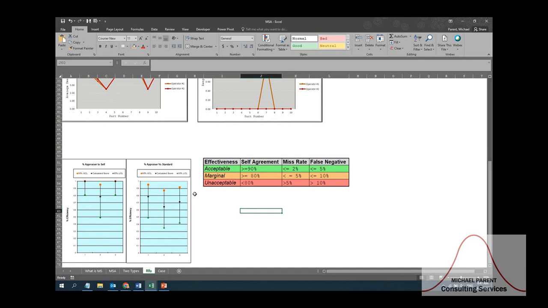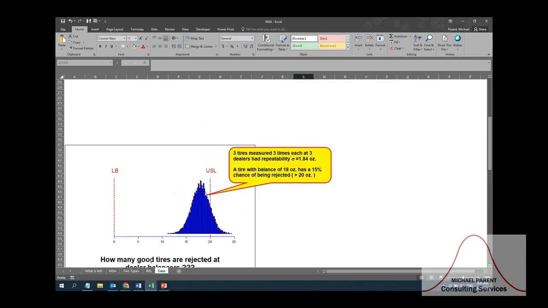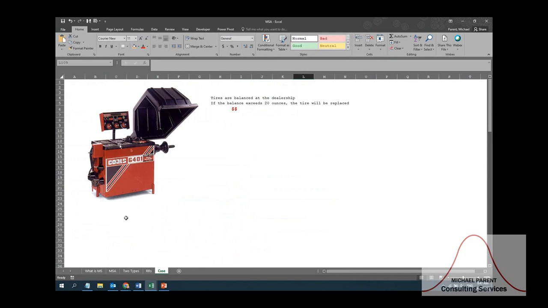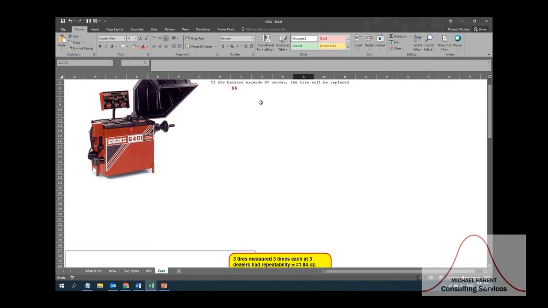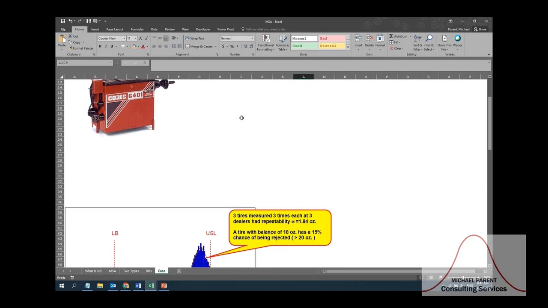And what I wanted to do now is finish up with that case study. So you may recall this case study was that there was a tire balancer in a dealership. And what they have to do is make sure that the tire is uniform, so that it's not shaking the car around. And they use this measurement of 20 ounces. If there's some sort of force that's greater than 20 ounces on the tire, then it has to be replaced, and that costs the customer money.